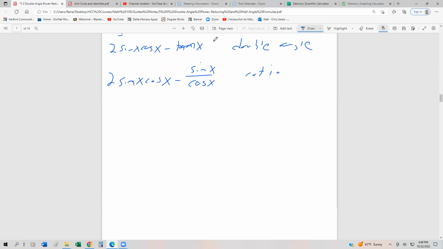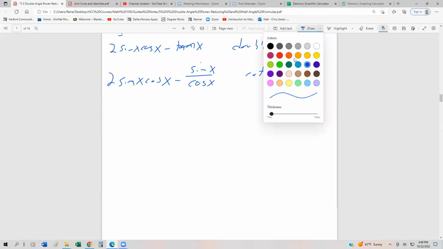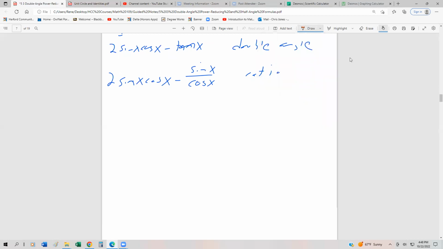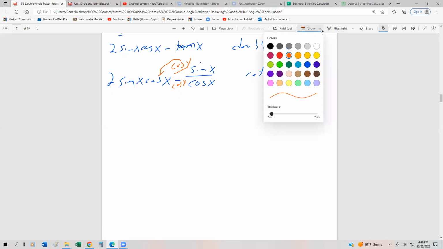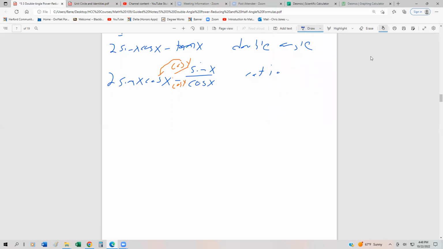Now let's get a common denominator. What I'm going to do is multiply so that we can get one single expression. So I'm going to multiply this by cos x over cos x, so that we get a common denominator. This cos times cos will give us a cos squared. So this is going to turn into 2 sine x cos squared x minus sine x over cos x. So we just get to our least common denominator.